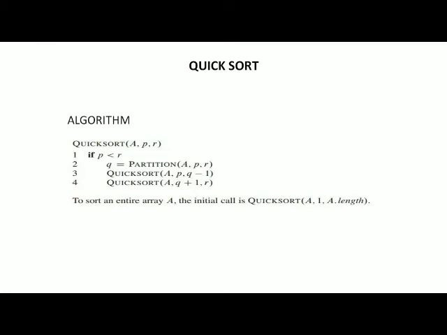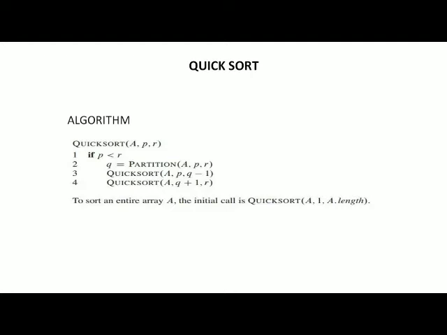So on the screen you can see Quicksort of A, P and R. Actually this algorithm is taken from the common book, so if you want, you can refer to that. And here A is nothing but the array, P is the start index and R is the end index.